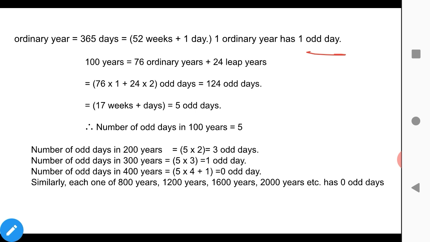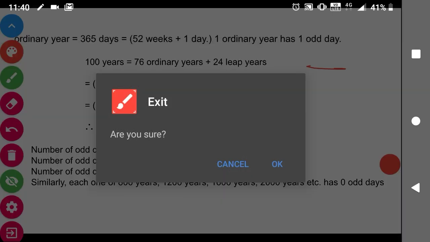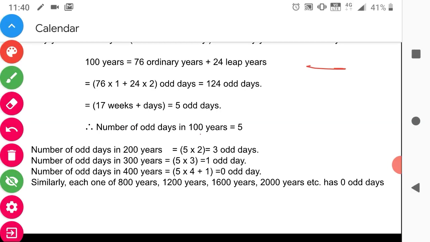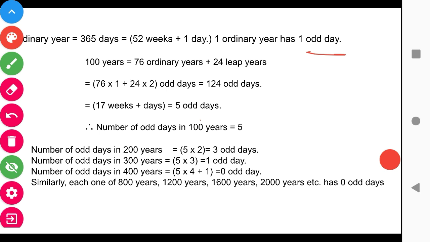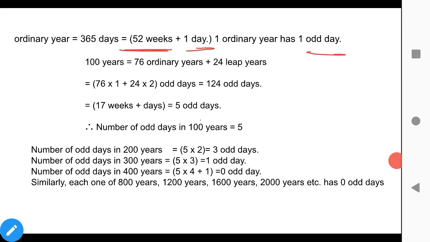So suppose in the year we have 365 days. These 365 days can be grouped as 52 weeks plus 1 day. The 1 day is not in the group of 7 days. Generally, a group of 7 days is called a week. So the day which is not in a group of 7 days, we treat as an odd day. So in this way, in 1 year we get 1 odd day.